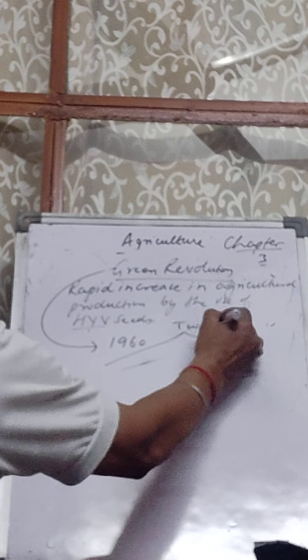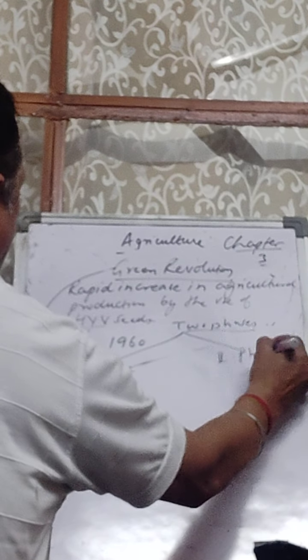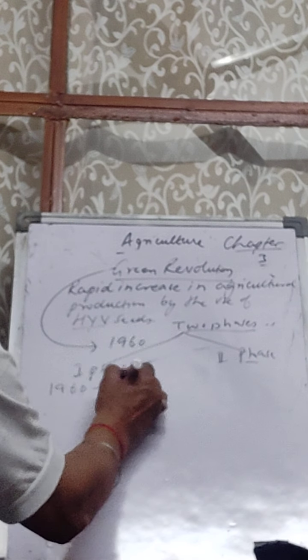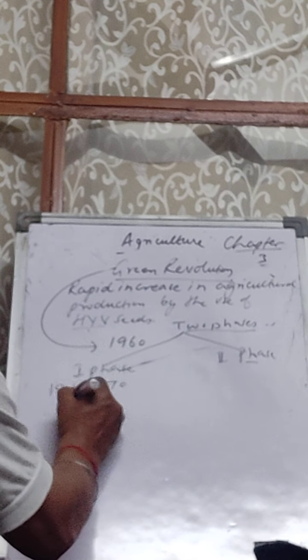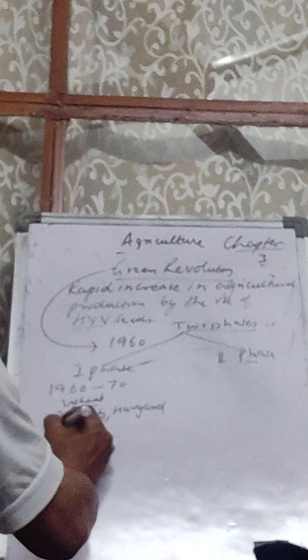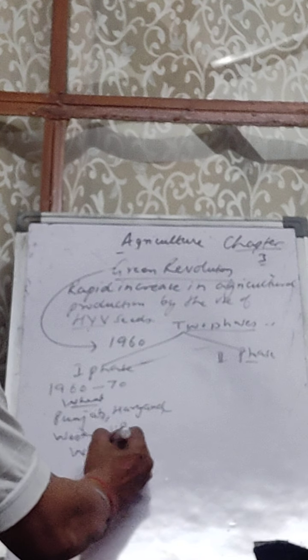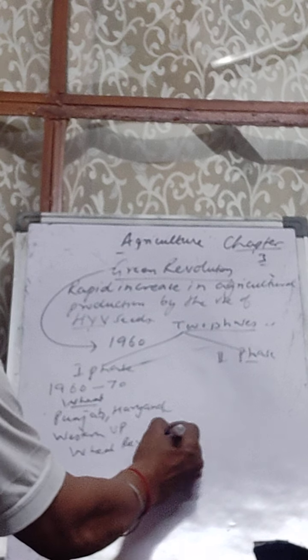Now in India, green revolution was started in the year 1960 under 2 phases. First phase and second phase. First phase is from 1960 to 70. In this phase, the more pressure was on the production of wheat. Therefore, it was mainly confined to the states of Punjab, Haryana, and Western UP. Therefore, it is also known as wheat revolution, because there was more production of wheat instead of other food grains.